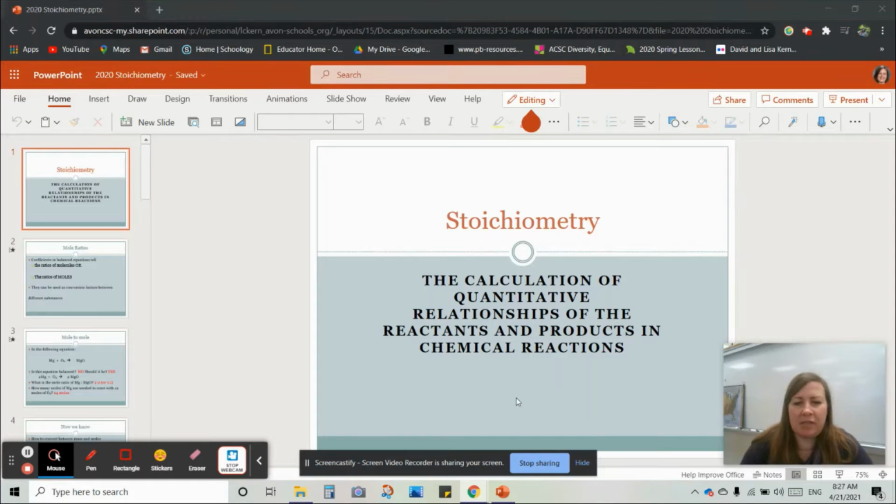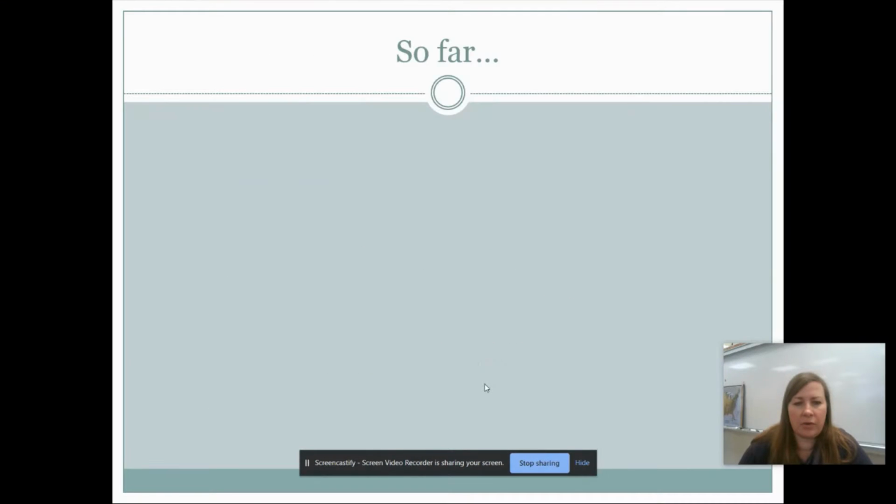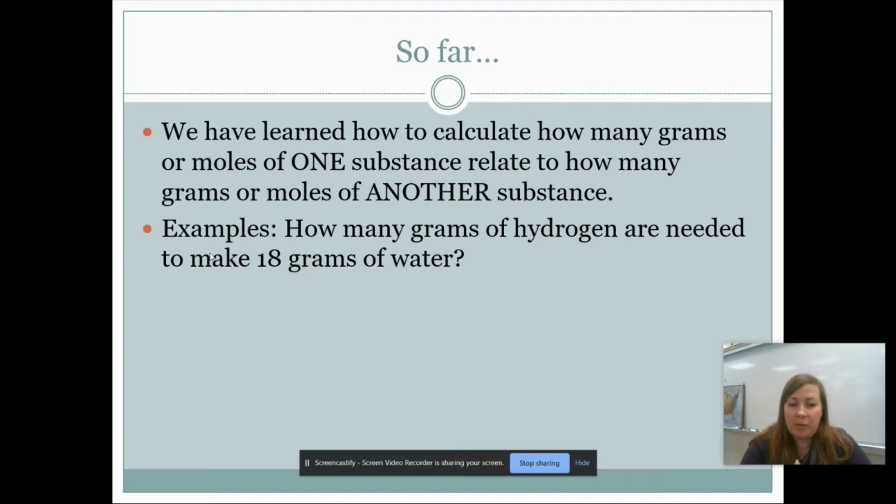Morning chemistry students. Today we're going to be learning about a special topic in stoichiometry called percent yield. So far with stoichiometry, we've learned how to do a lot of things. We've learned how to calculate how many grams or moles of one substance relate to how many grams or moles of another substance. A couple of example problems.